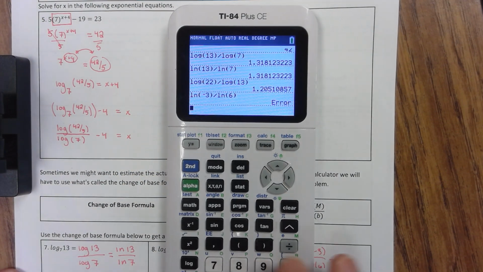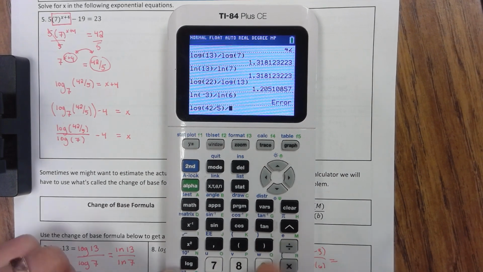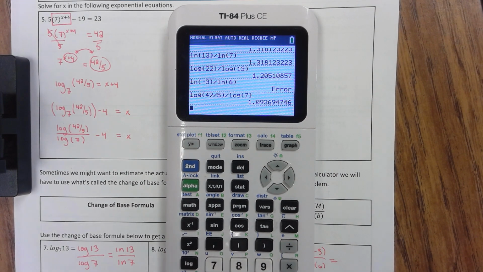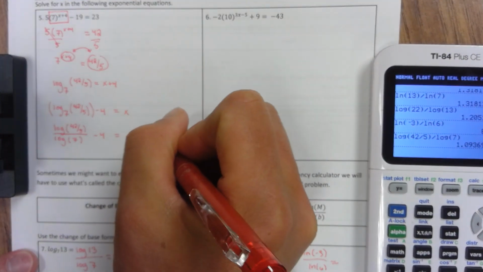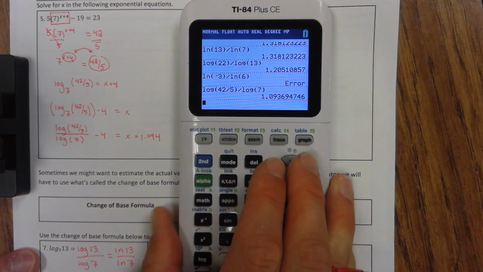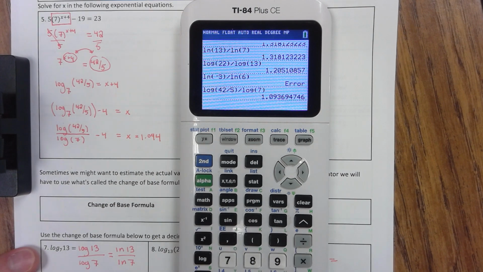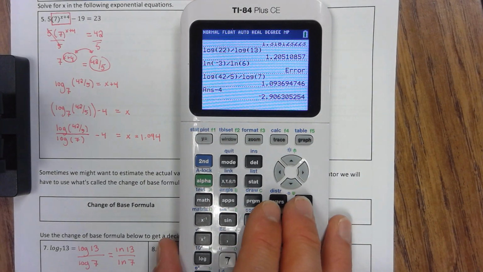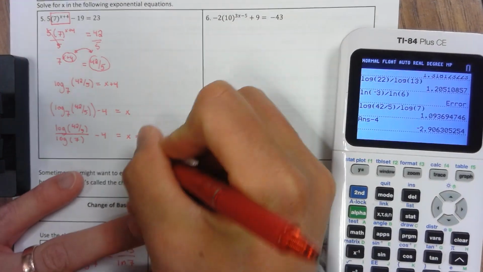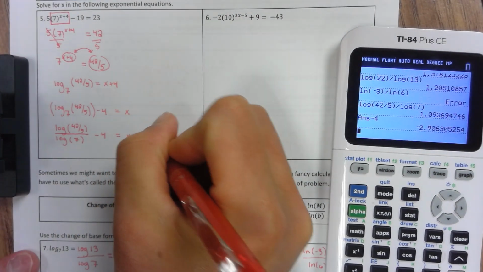So let's do that. Let's go log of 42/5 divided by log of 7, and I get 1.094. Oh, and you know what I forgot to do? I forgot to subtract 4 from that. So that's not our answer quite yet. Let's then press -4, so it takes that previous answer and subtracts 4, and it's -2.906. That's the answer we were looking for. So -2.906.